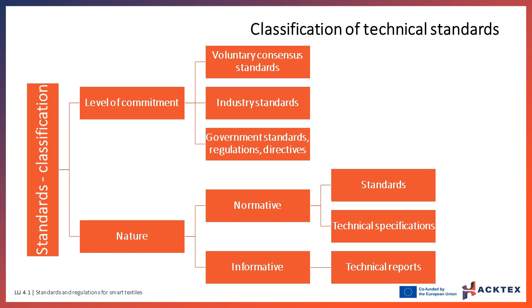Normative documents are standards that provide rules, guidelines or characteristics for activities or their results. Technical specifications precede a standard, while technical reports are informative documents providing information on different subjects.